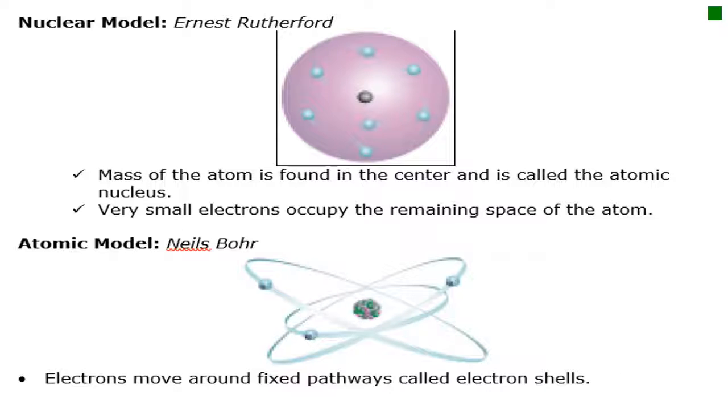The nuclear model by Ernest Rutherford takes it a little further. The mass of the atom is found in the center and is called the atomic nucleus, and very small electrons occupy the remaining space of the atom. So there's a lot of space in Ernest Rutherford's model. Niels Bohr, with his atomic model, says that electrons move around fixed pathways called electron shells. So they have their own spaces and don't overlap each other.